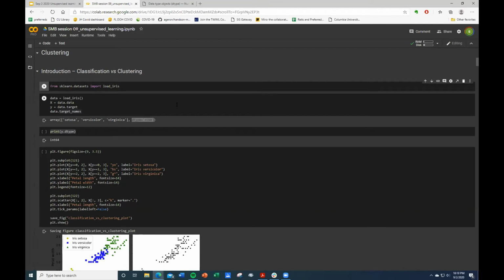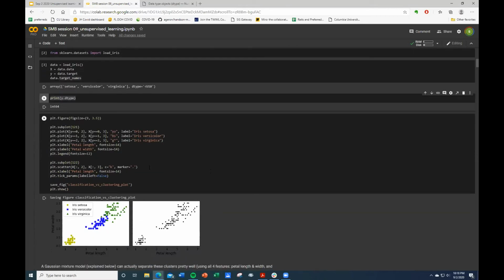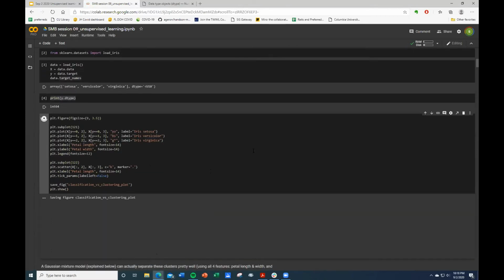So we're going to load the Iris data set from scikit-learn, and this is one of those fundamental basic data sets that everybody plays around with and starts with. We'll load the data from it. We have the 3 different classes of plants: Setosa, versicolor, and virginica. The type of Y is actually an integer. I'll come back to that later. And so we're going to plot this out, okay?